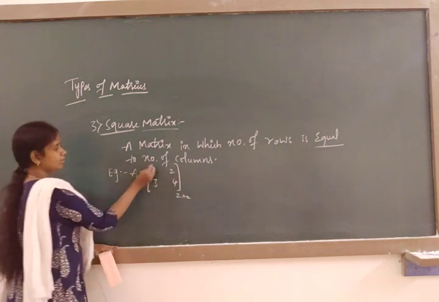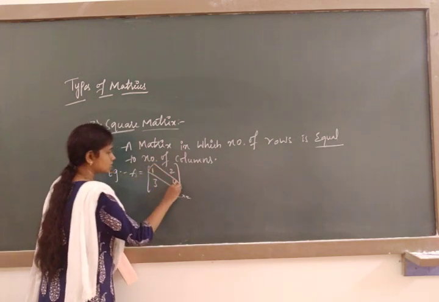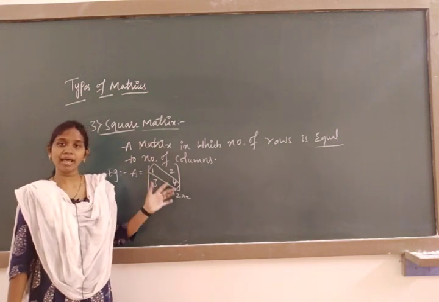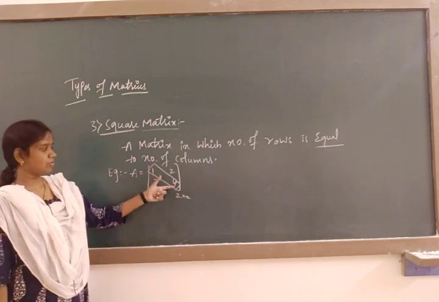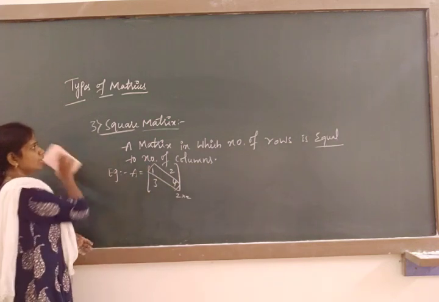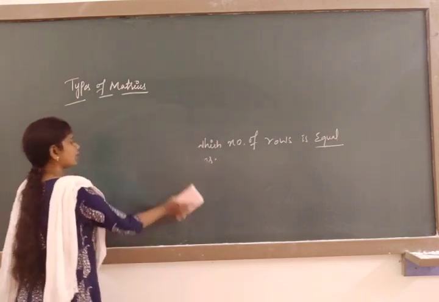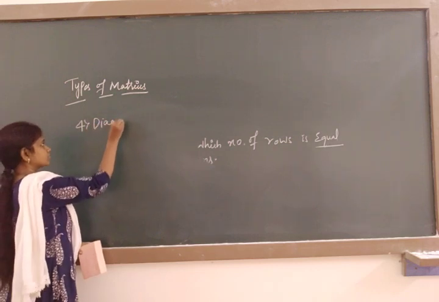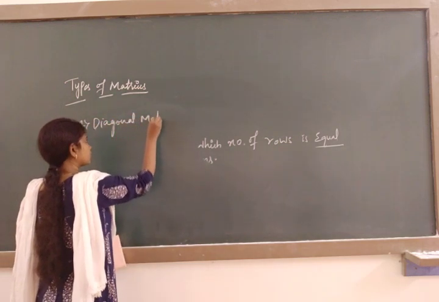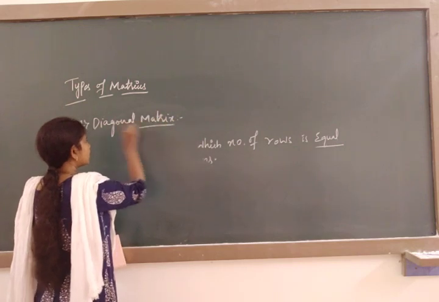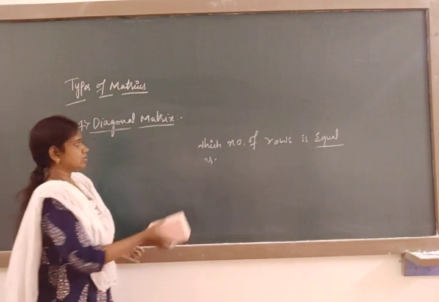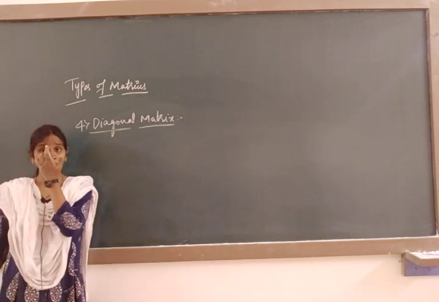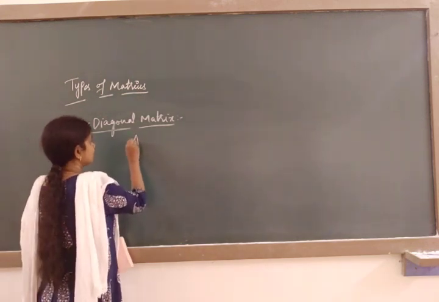So in this example, let us take this closed box. From left top to right bottom, whatever numbers I have closed, those are said to be diagonal elements. From here to here, it is said to be diagonal elements. Based on that, we have one matrix, and the name of that matrix is diagonal matrix. So a diagonal matrix is possible only in the case of a square matrix. In all the other matrices it's not possible.